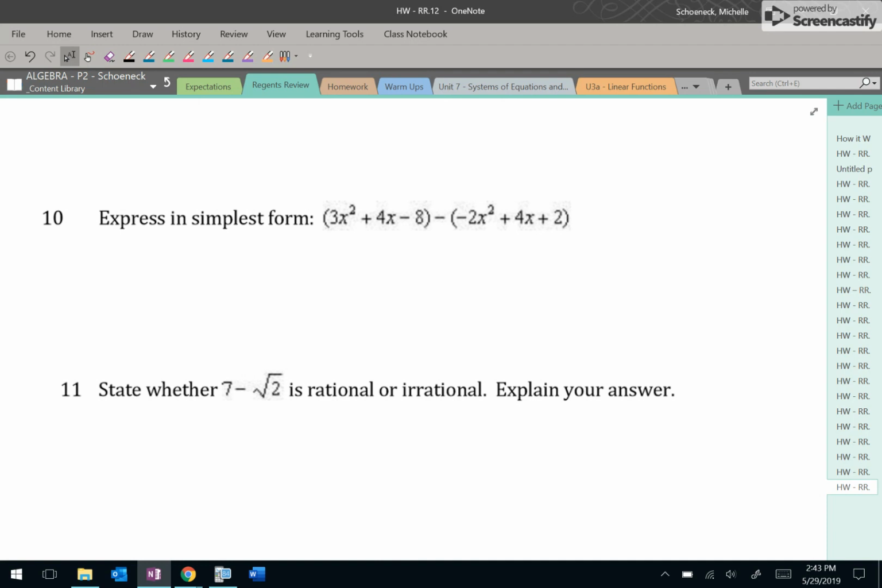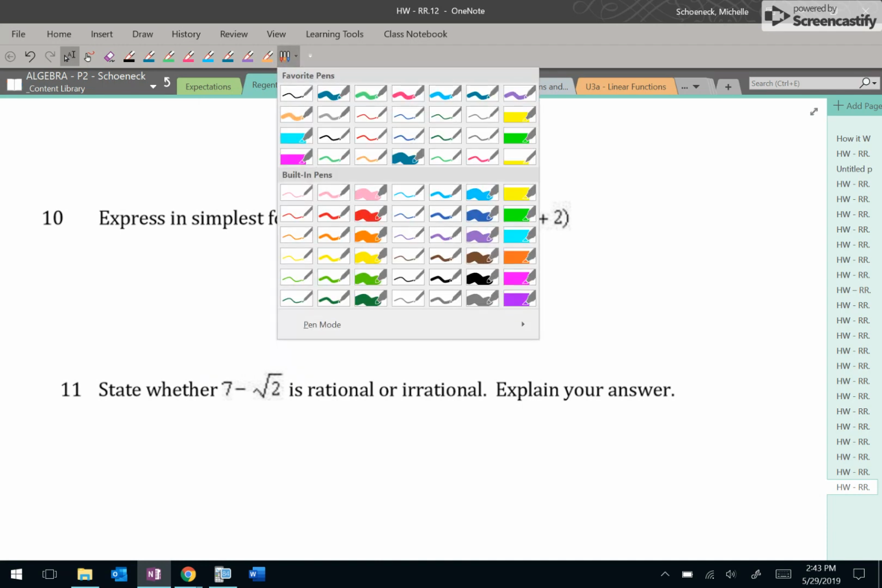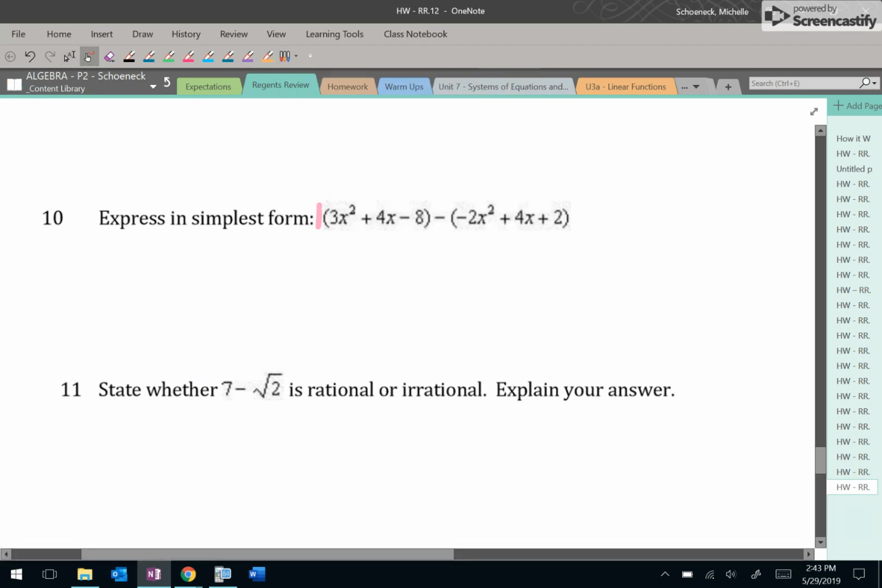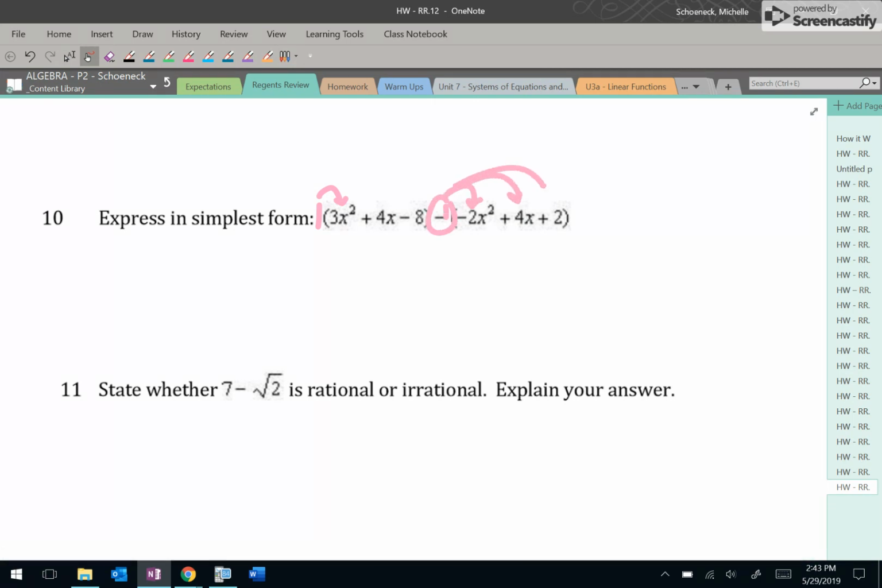Number 10, express in simplest form. All right, here is where we are putting our invisible 1 and distributing it out. This one's got a -1. And then we're going to combine like terms. So I have 3x squared plus 4x minus 8. And then -1 times -2 is a positive 2x squared. -1 times 4 is a minus 4x and minus 2.